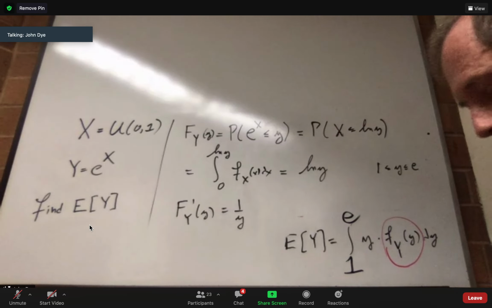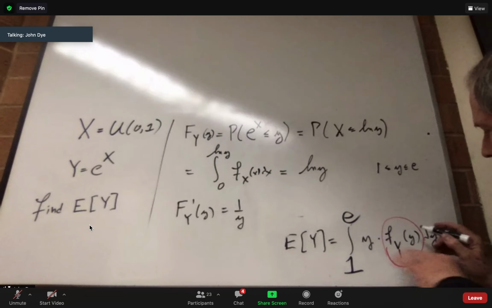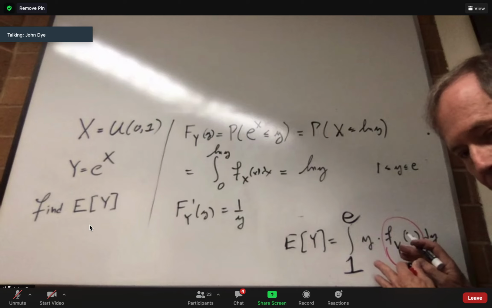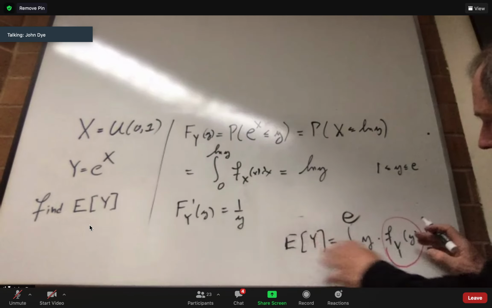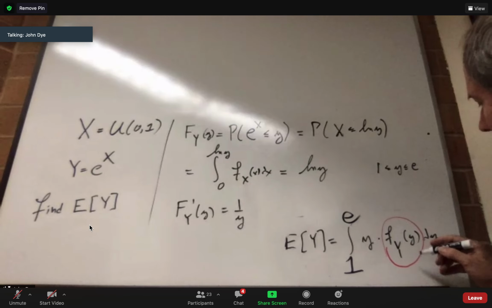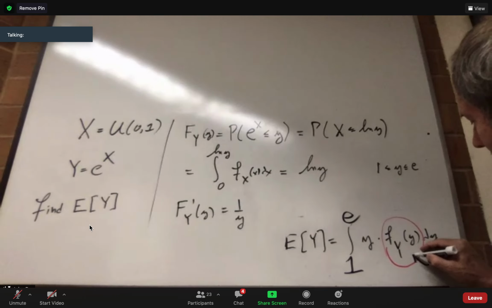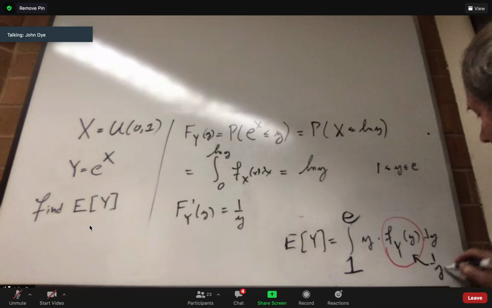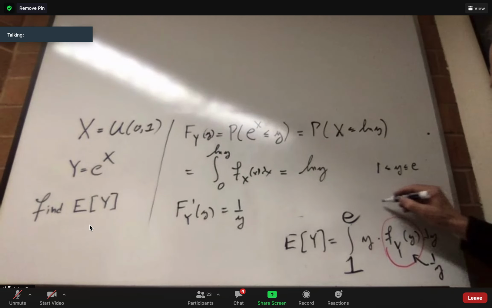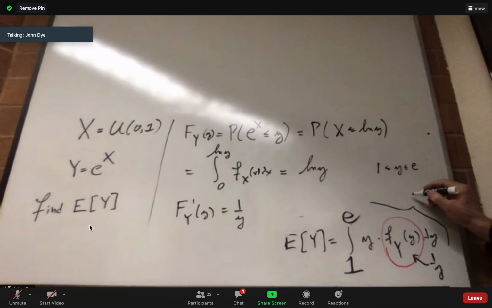Now I've got myself into a problem here with space, but y times 1 over y is 1. So we're going by the definition here. So what is this whole thing equal to? The integral from 1 to e of 1 is what? It's e minus 1, which is what we got using the theorem.